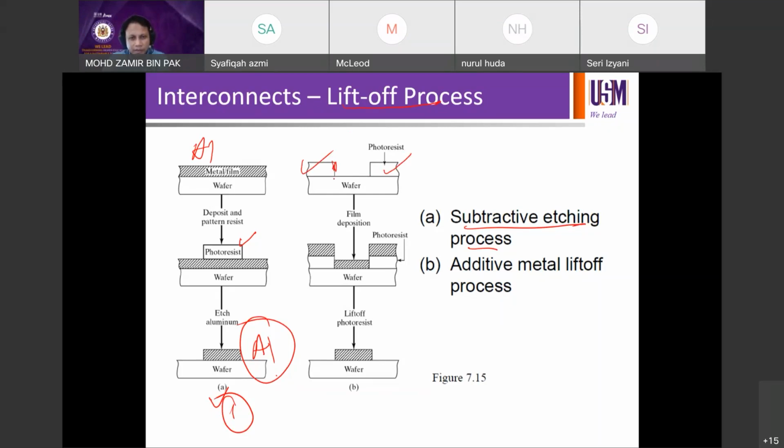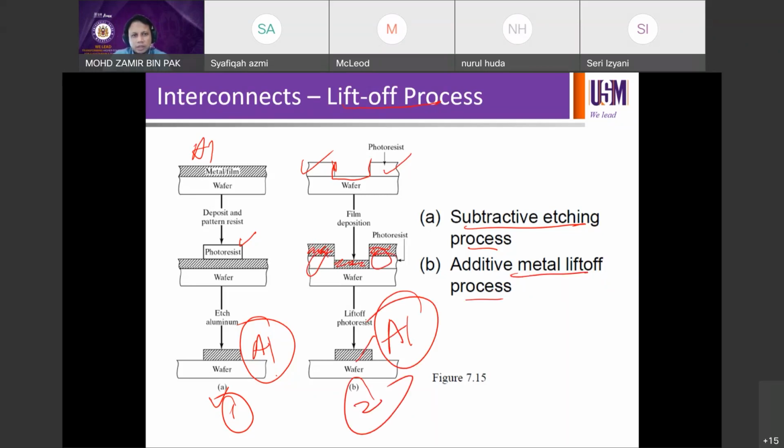and then you deposit your film blanket. So the exposed area will be deposited on the wafer, and the masked area will be deposited on the resist, and then you lift off the whole resist. You remove the resist, and the metal on top comes off as well, to produce patterned Al as well. So this one is called additive metal liftoff.